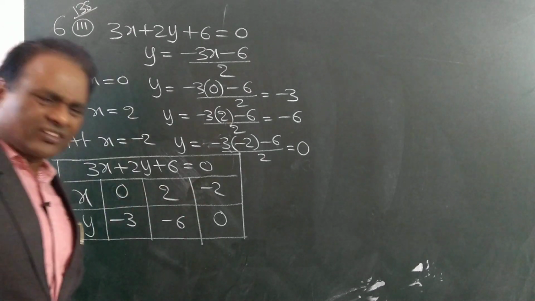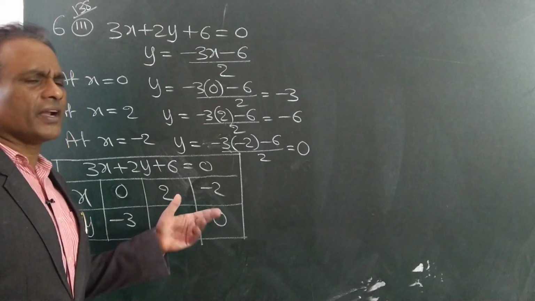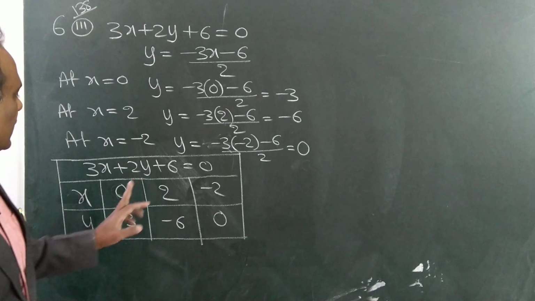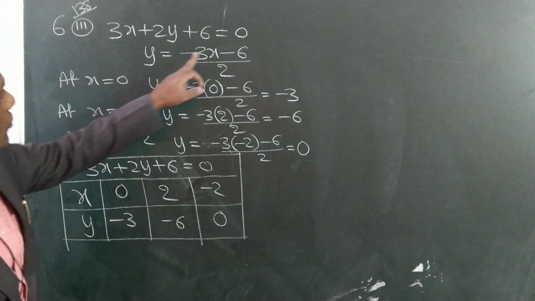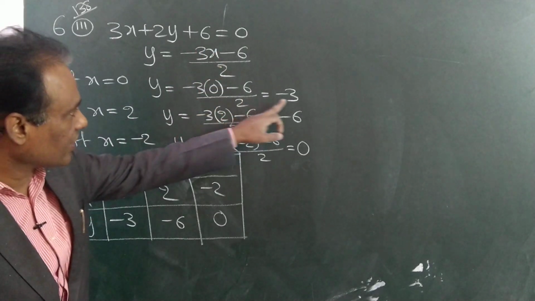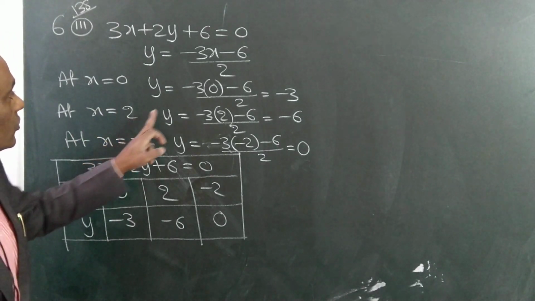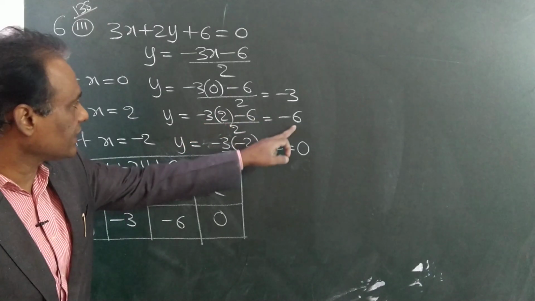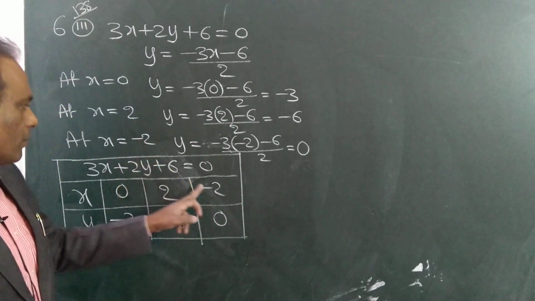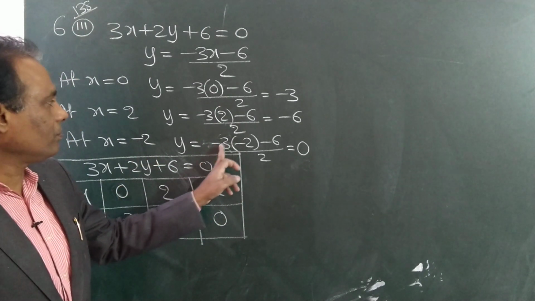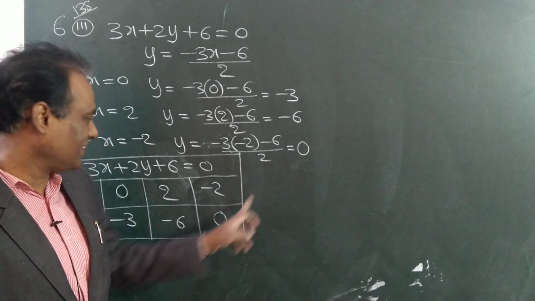Two points are actually sufficient, but we are taking 3 points. Take x = 0, substitute and get the y value, minus 3. Take x = 2, substitute and we get minus 6. x = minus 2, so 6 minus 6 is 0, by 2 is 0.